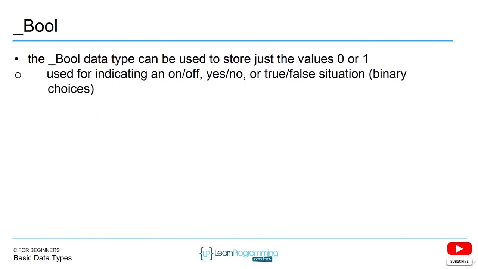_Bool. This is a data type that can be used to store just the values 0 and 1. You'll often hear this term Boolean expression. In Bool, it all means true or false. It's a yes or no, 0 or 1. So it's indicated for binary choices, essentially. And we're going to talk a lot about Booleans and Boolean expressions when we talk about decision statements.